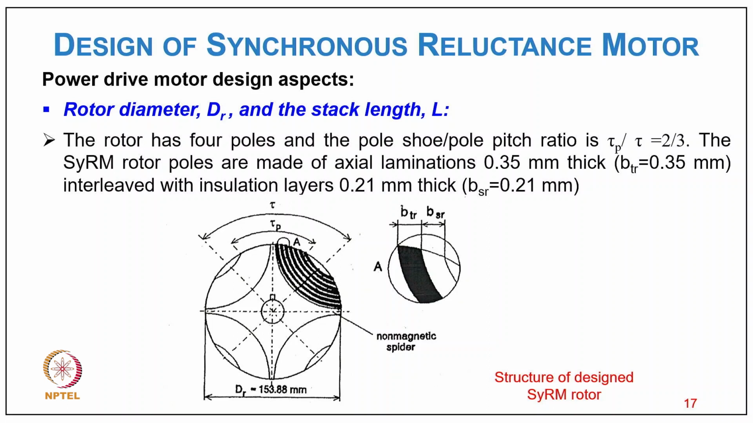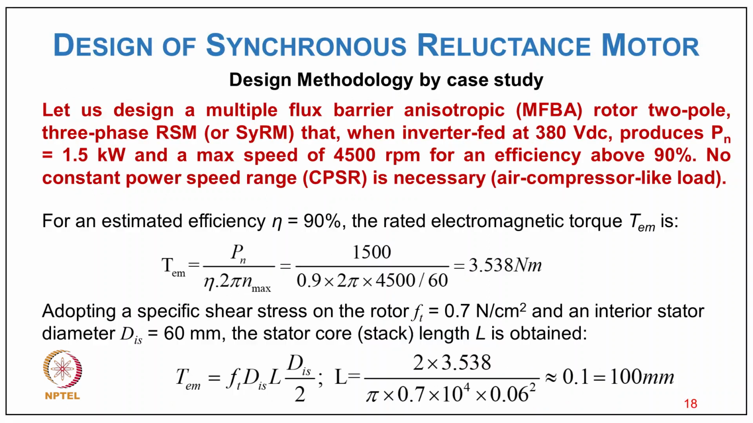So SRM rotor poles are made with axial laminated 0.35 mm thickness laminations, and BTR equal to 0.35 mm interleaved with the insulation layer of 0.21 mm thickness. So BSR equal to 0.21, as you can see in the diagram with the structure of the design of the synchronous reluctance motor.